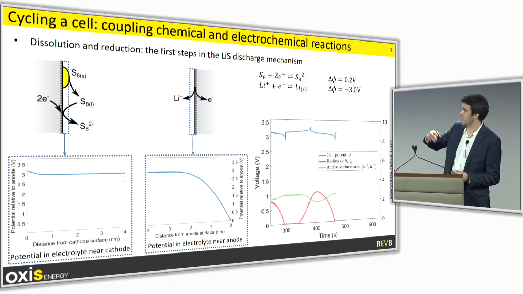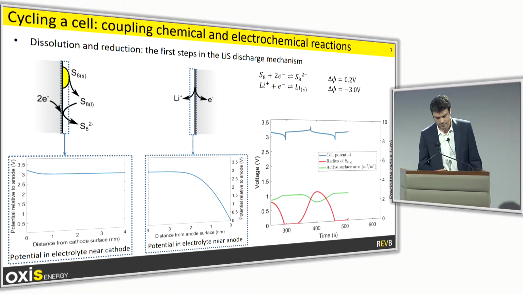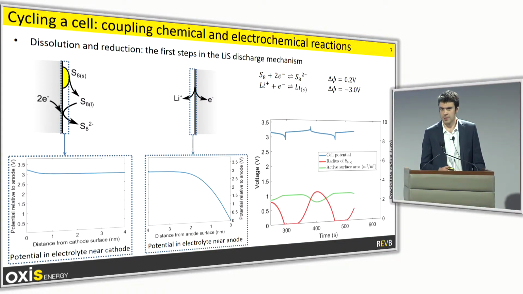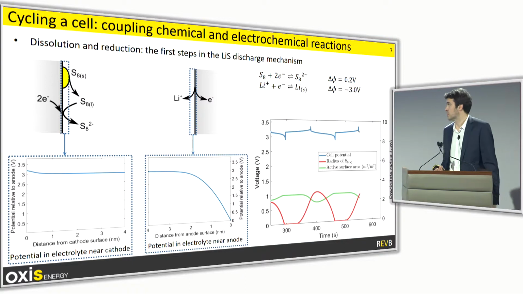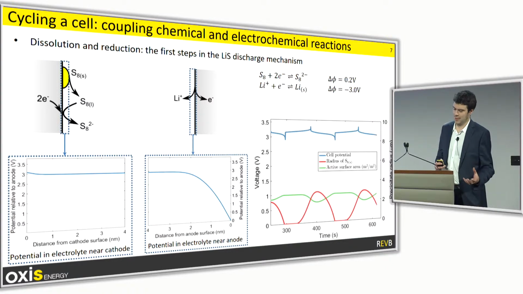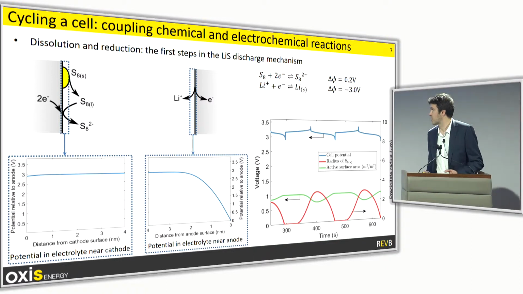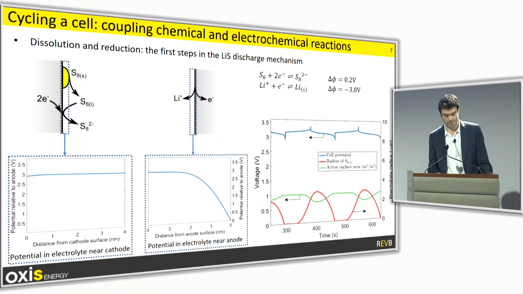And you can see that the voltage on the cathode shrinks and grows. The other thing is that there's a change in the amount of precipitate on the surface. So we've very much coupled the chemical step to the electrochemical properties of the cell, such that on discharge you lose all of the solid phase, on charge you regain all the solid phase.